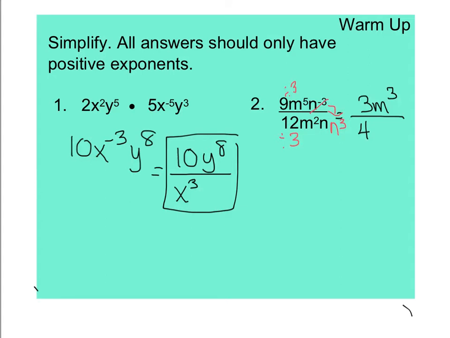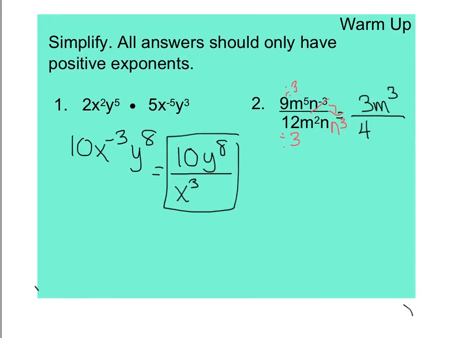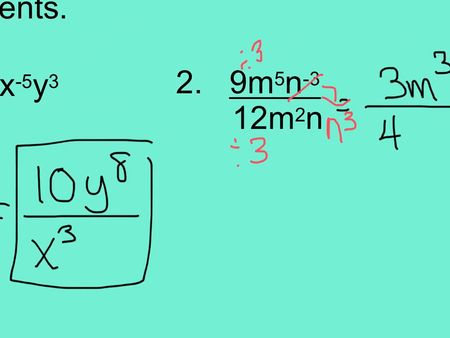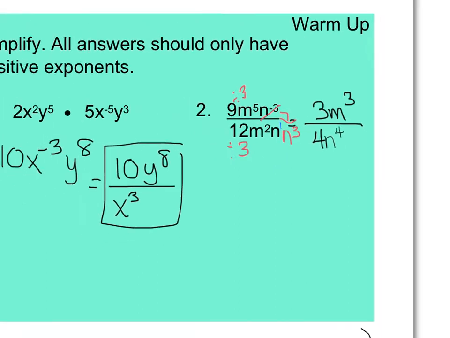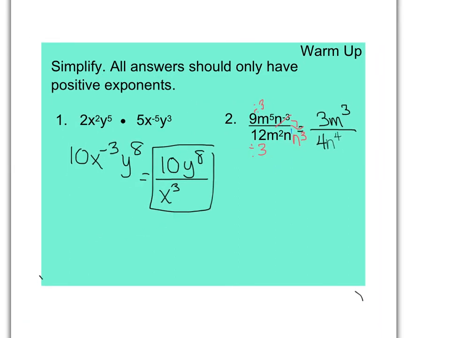So now I've got this n here, this n here, so if you need to, fill in that invisible exponent of 1 for the n. So now since the n's are side by side, we're going to add their exponents, and that gives me n to the 4th. And there are your 2 answers for today's warm-up.